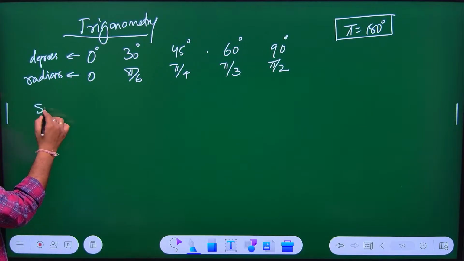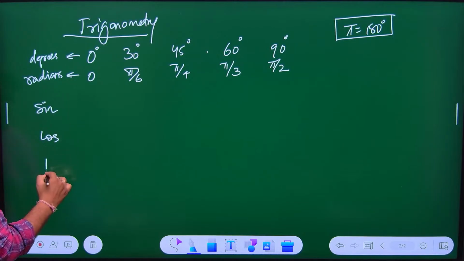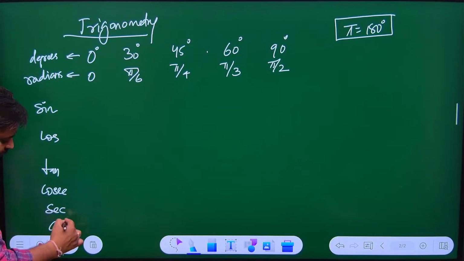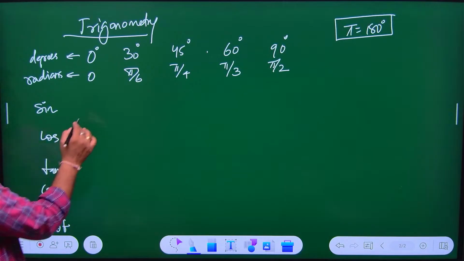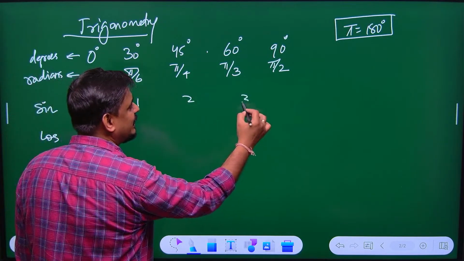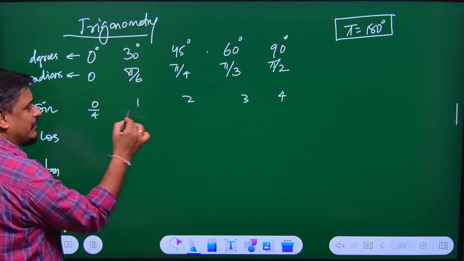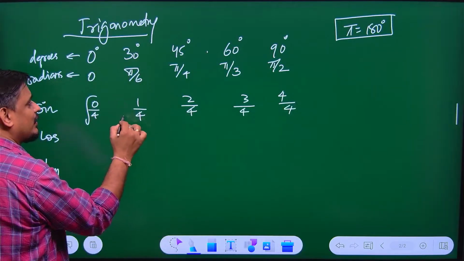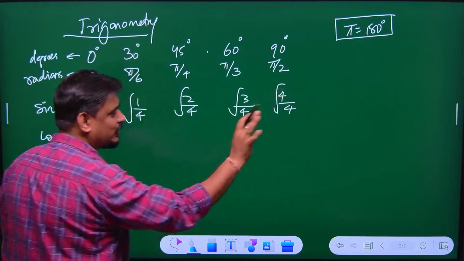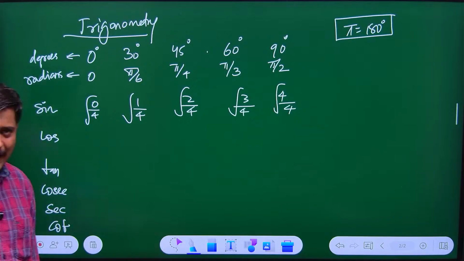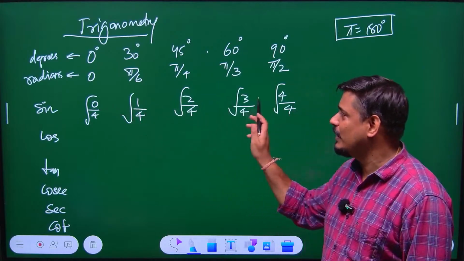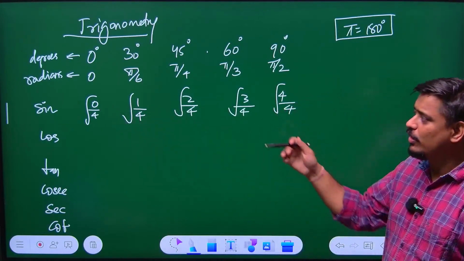So sine, cos, tan, cosec, sec, cot. Now, if I am a student, for remembering sake, I will write 0, 1, 2, 3, 4. Then I will divide by 4 each, and put root over each. That's all, done. You may have learned by different ways, but when I was a student, I would write 0, 1, 2, 3, 4, everything divided by 4 and put root over.